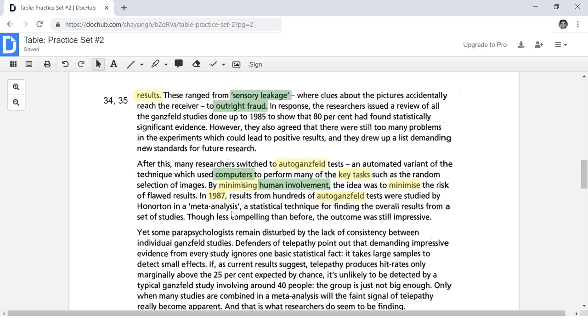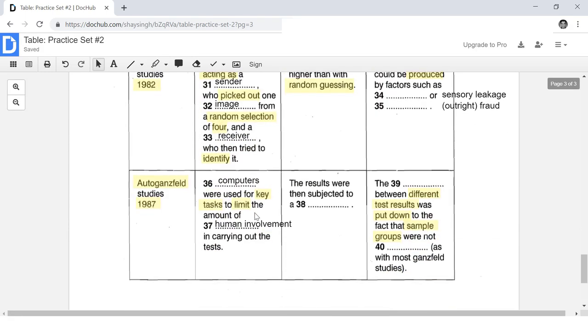They did a study in which they looked at all of the results and they tried to find the overall results from this set of studies. So once they got the results, what did they do? They did a meta-analysis. The results were then subjected to a meta-analysis.